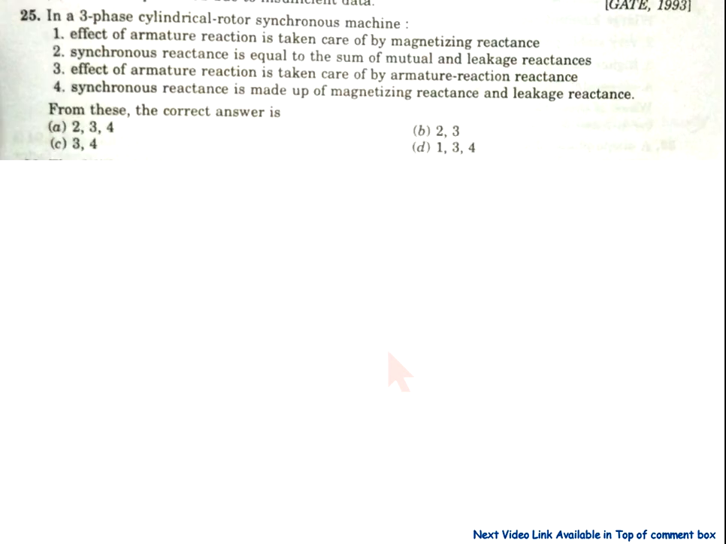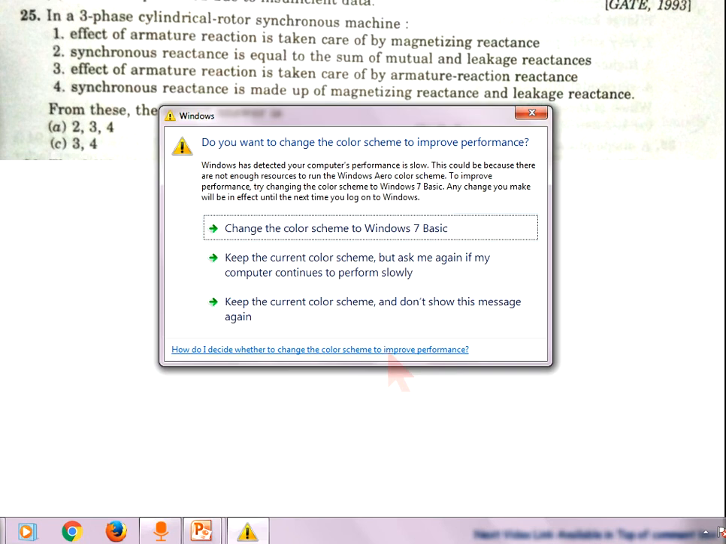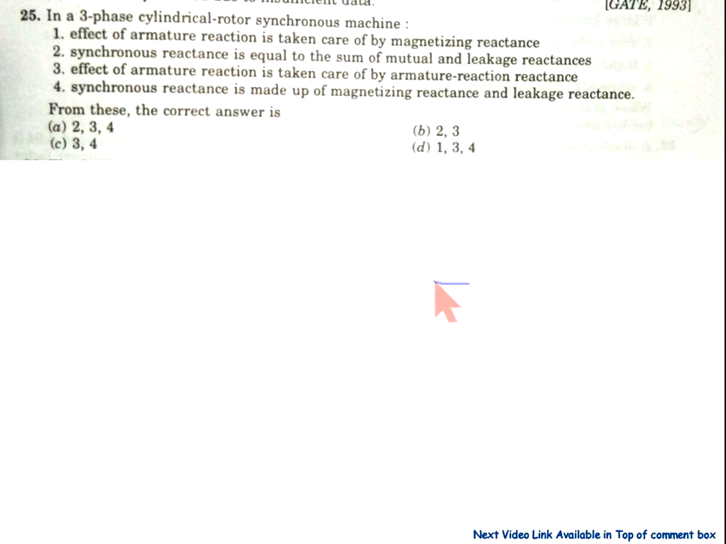Now come to question number 25. In a three-phase cylindrical rotor synchronous machine, the effect of armature reaction is taken care of by the magnetizing reactance. Synchronous reactance is equal to the sum of mutual and leakage reactance. The effect of armature reaction is taken care of by the armature reaction reactance. Synchronous reactance is made up of armature reaction reactance and leakage reactance, or magnetizing reactance and leakage reactance.